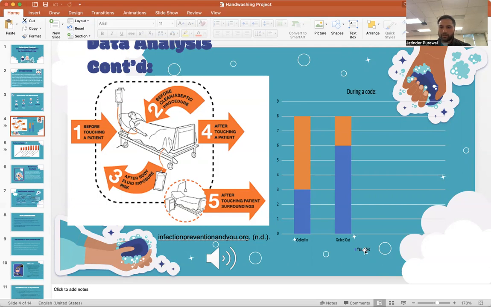We had a code on the med surg floor which we attended, and when I got there and everyone was just rushing in, the majority of the healthcare team members didn't gel in, so they just rushed to the patient and put their gloves on. Once everything was controlled, what I noticed was the majority of these nurses or healthcare providers were gelling out, and few of them even washed their hands.